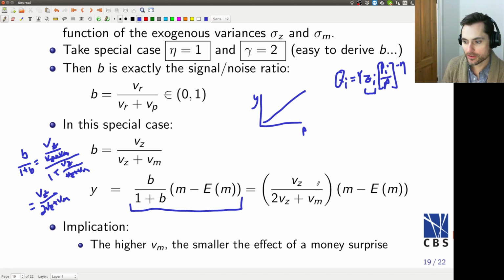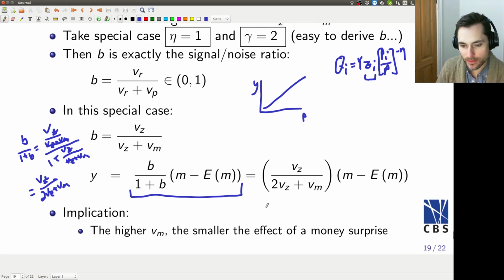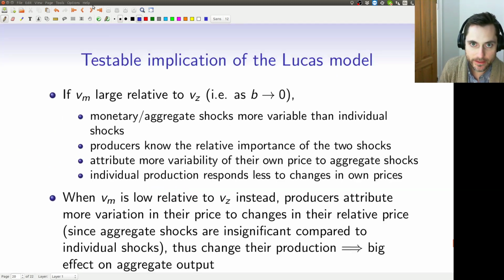Output is just the surprise in the money supply times this term here. Okay, so here I've got an implication. The higher is Vm, the smaller is the effect of a money surprise.